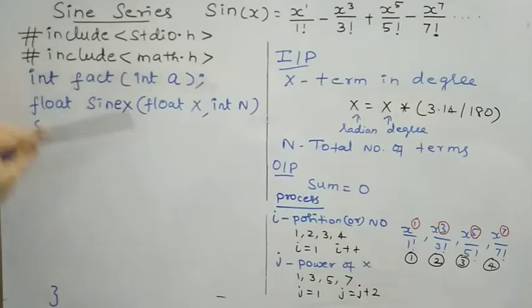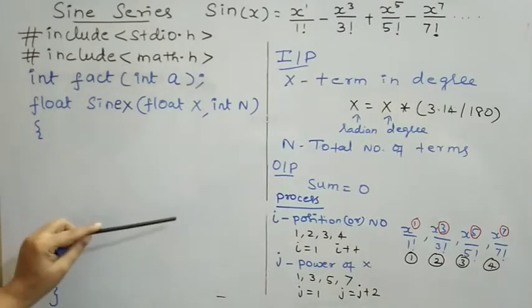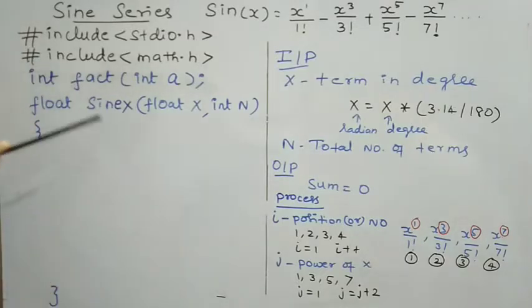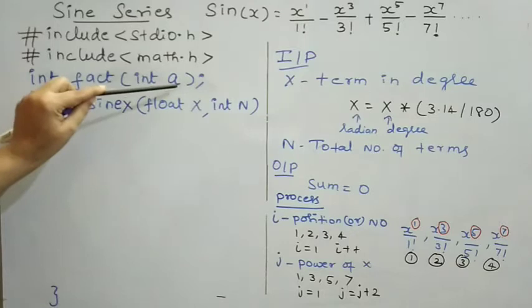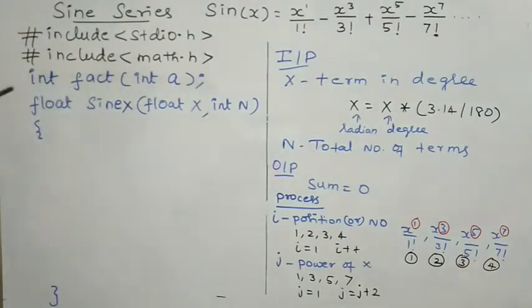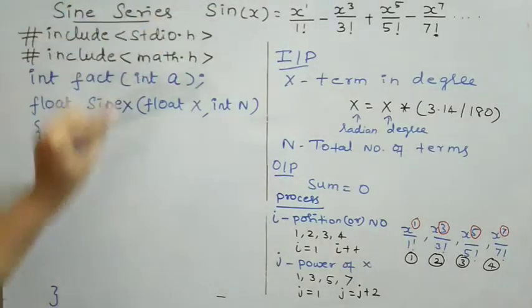Now we are going to write a C program. In my C program, I am going to have three functions. One is fact, another one is sinx, and of course my main function. What is this fact function going to calculate? It is going to calculate the factorial of a given number a, and it returns an integer value. The sinx function is going to compute the summation of this sine series.